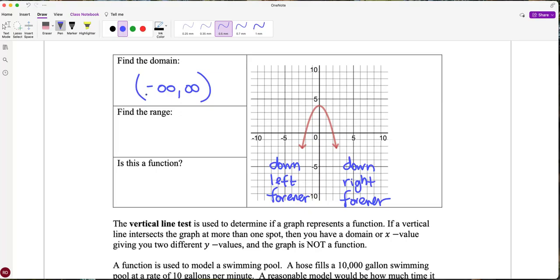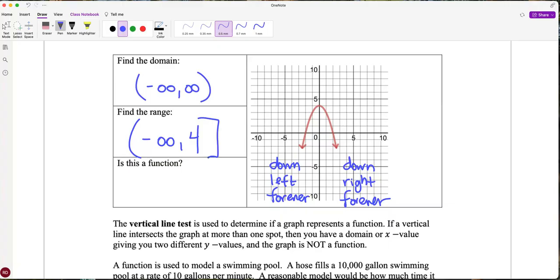The range means I travel on what axis? The y-axis. Okay, so are there y values down here? Yeah, even though I can't see them, because these arrows go what? Down forever. So y values will start at negative infinity, but they will stop when I get to positive 4. So the range is negative infinity to 4. Yep, it is included. Okay, so that is the range.